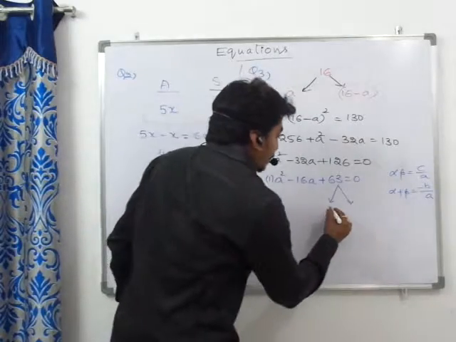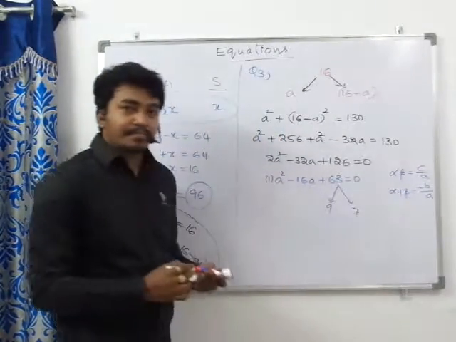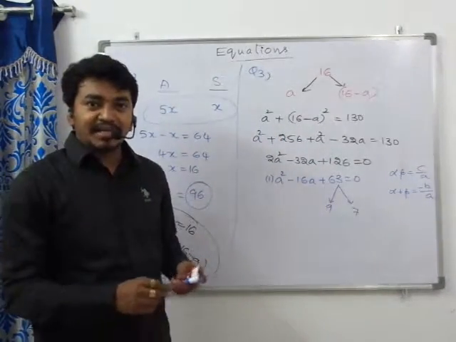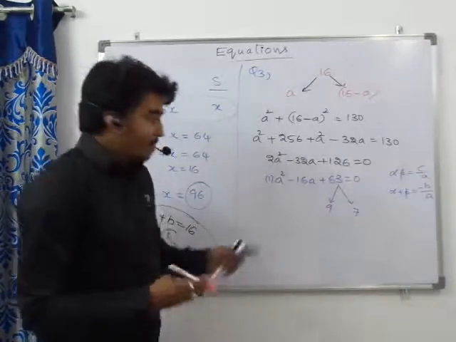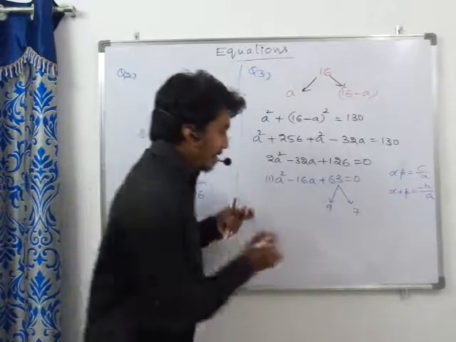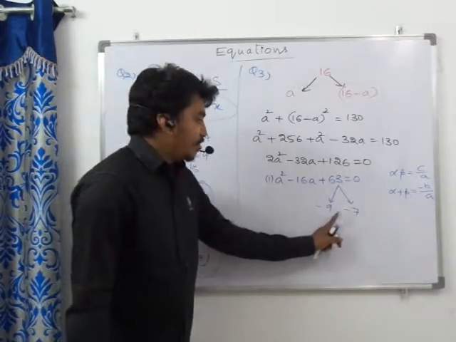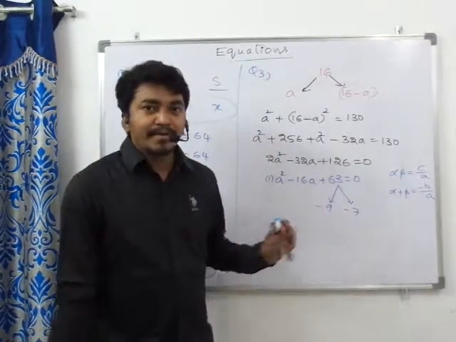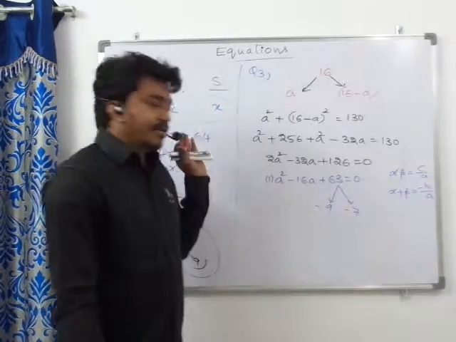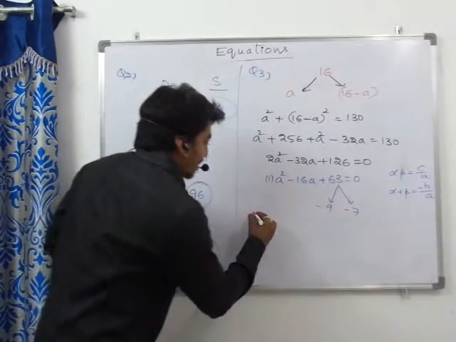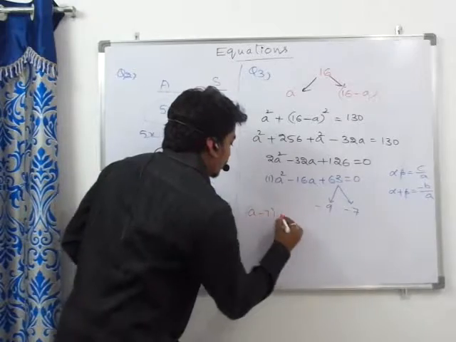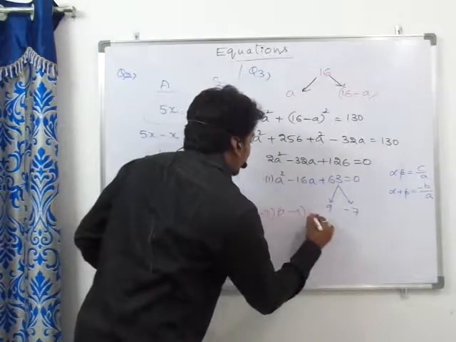So as we know, 9 and 7. 9 7s are 63. 9 plus 7, 16. But here it is minus 16, no? Let's put a minus sign here. Minus 9 into minus 7 is 63. Minus 9, minus 7 is minus 16 only. So you can write this as (A minus 9) into (A minus 7) equal to 0.